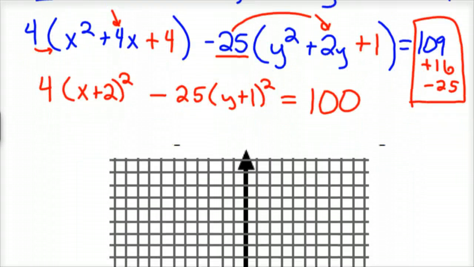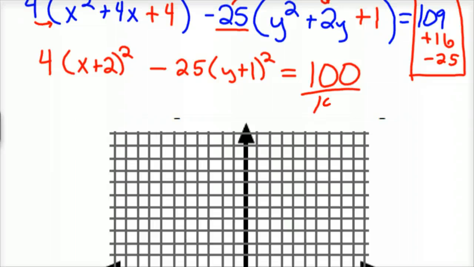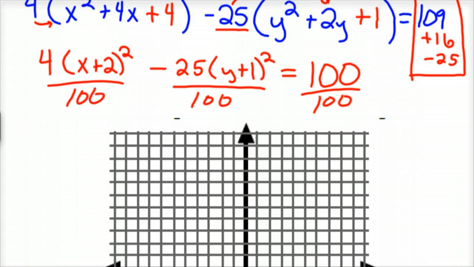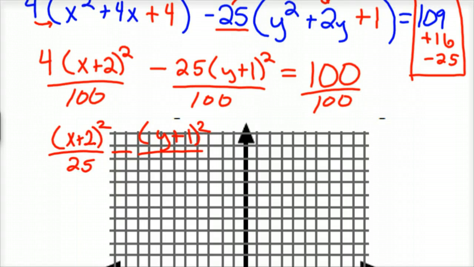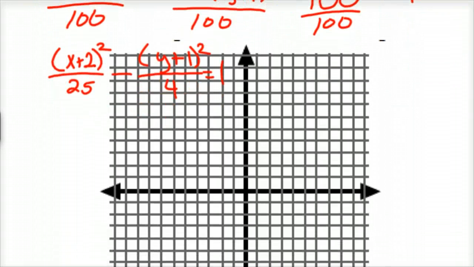So then the final step is you want it to equal 1. So I'm going to divide by 100 on all sides here. I'll divide everything by 100 and reduce that. Well, 4 100ths is 1 25th. And so x plus 2 squared over 25 minus y plus 1 squared over 4 equals 1. So we're ready to graph this thing. When you graph this, your center is negative 2, negative 1. So I go left 2, down 1. Whew. And so there's my center. We don't want to use black.